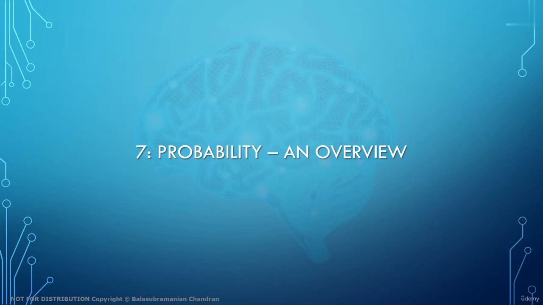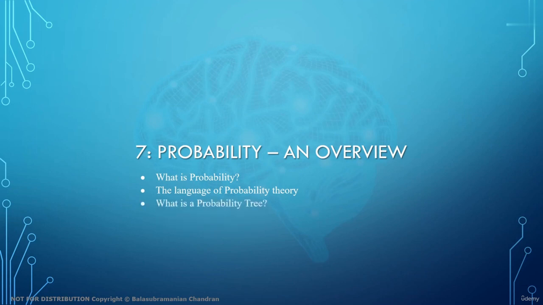Welcome to the course, A Foundation for Machine Learning and Data Science, section Probability Overview. In this section, we will be reviewing what is probability, the language of probability theory, what is a probability tree, what are the different types of probability, why do we need to learn probability.